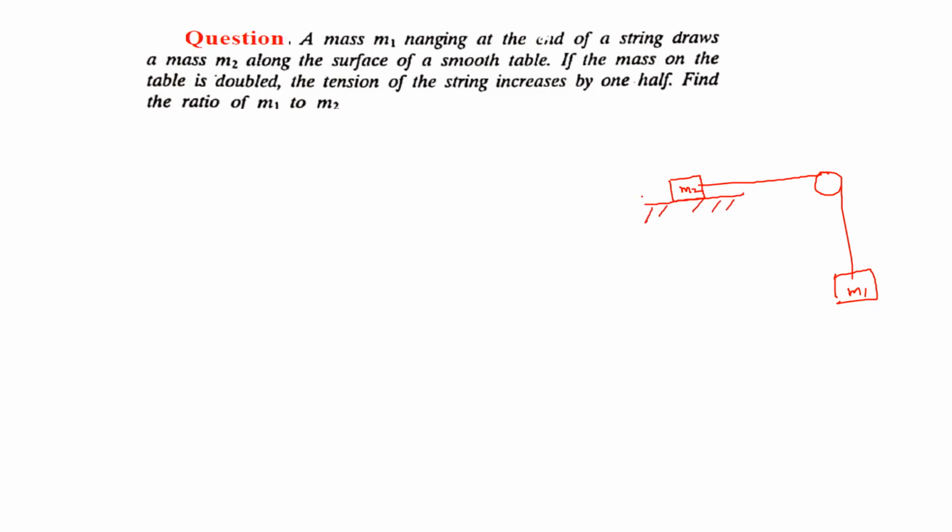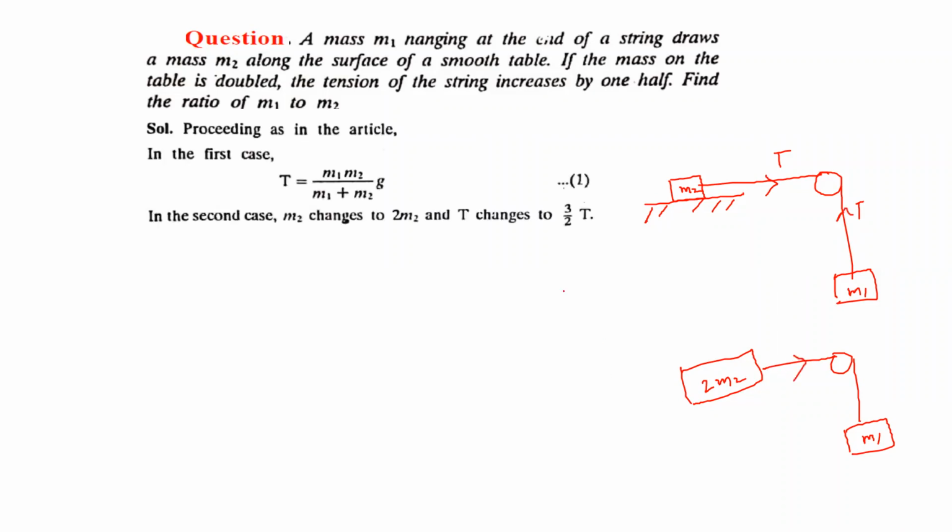If the mass on the table is doubled, now what do we do next? The mass on the table is doubled. Earlier it was m2, we make it 2m2, and the tension of the string is increased by 1/2. Earlier the tension in the string was T, and now the tension is increased by 1/2. So the tension increases to T plus half T, that means the new tension is 3/2 T. These conditions are given, and we solve with them. We have to find the ratio of m1 to m2.